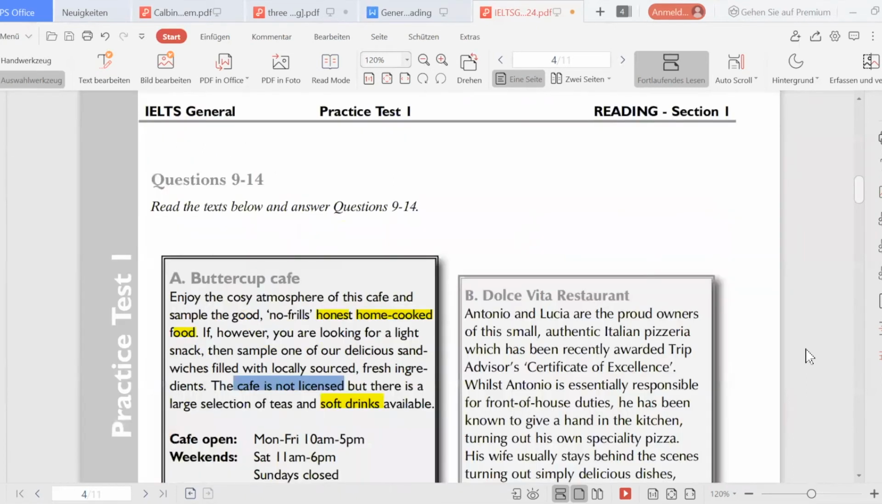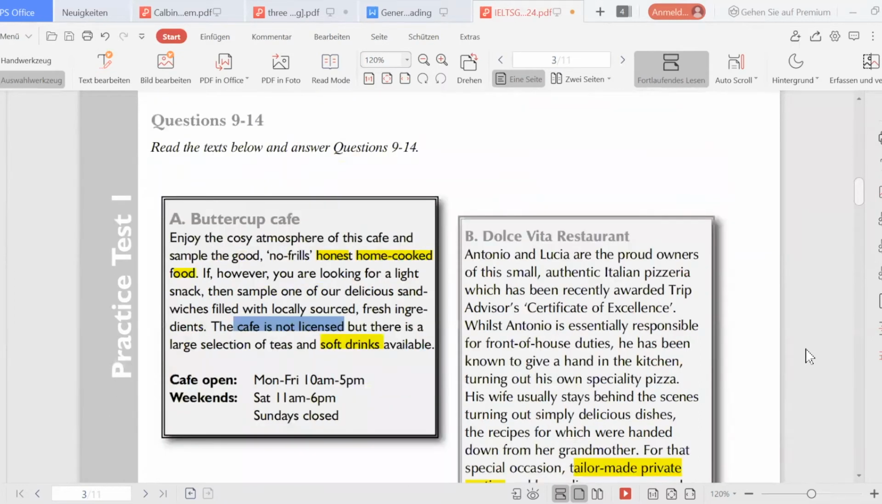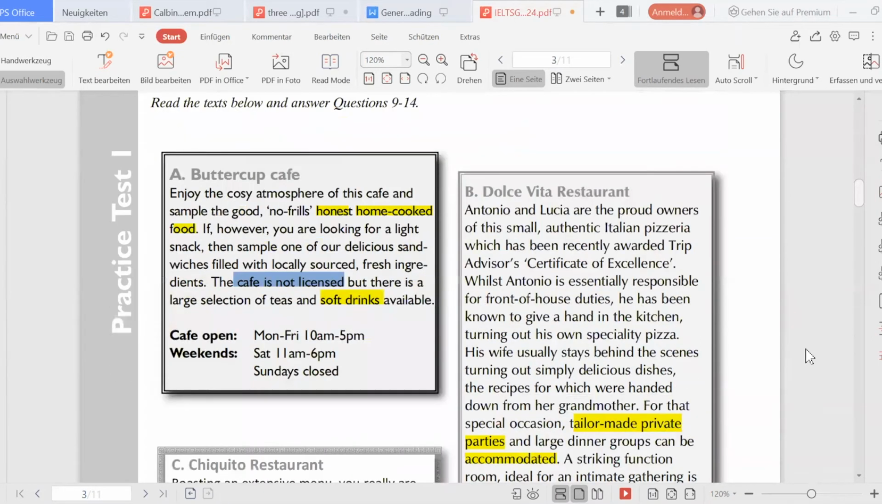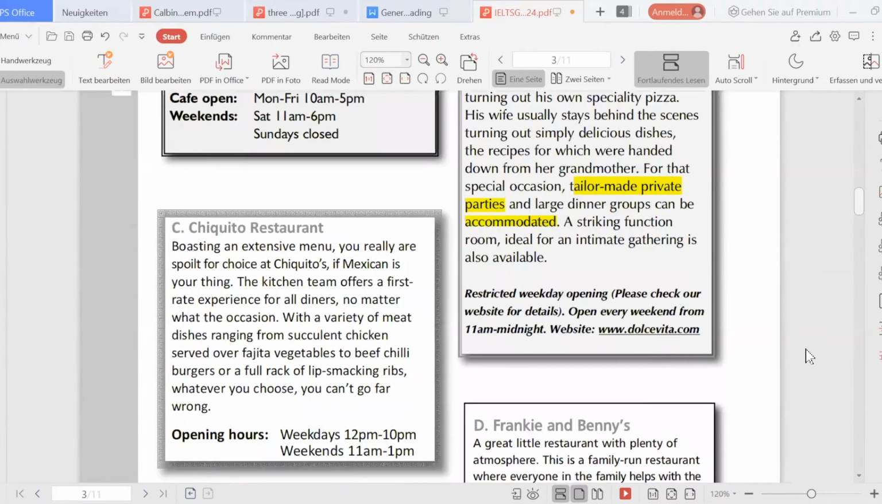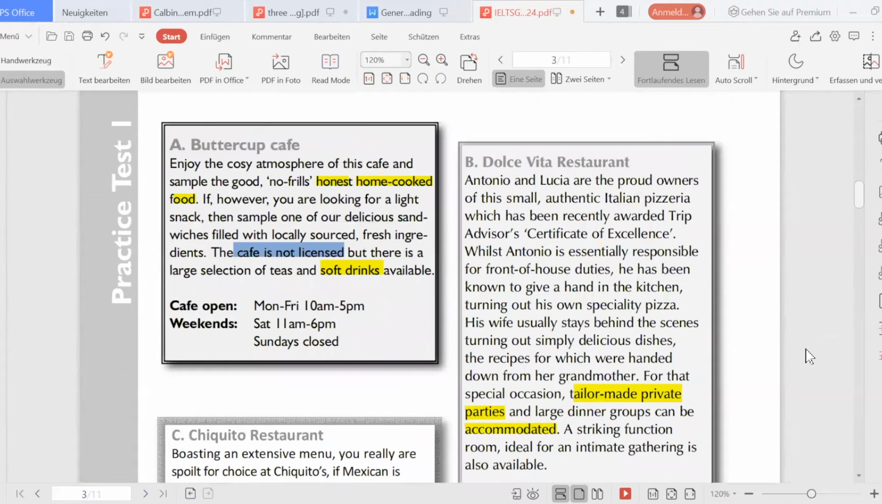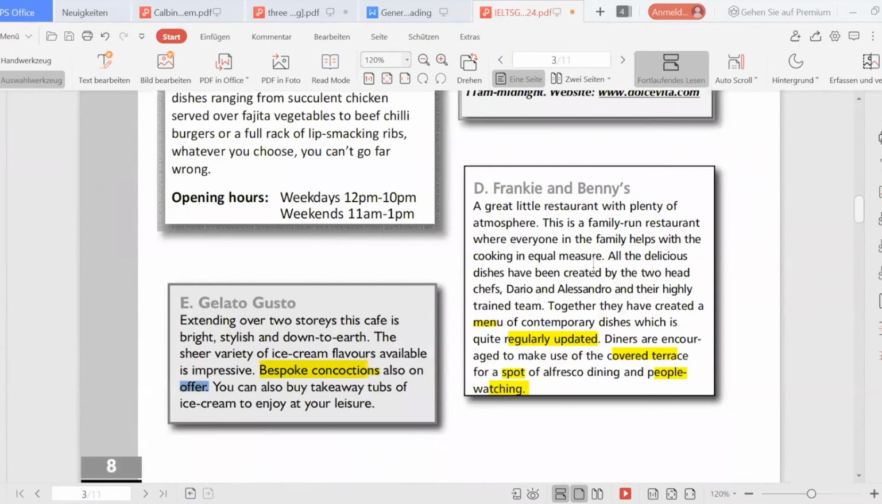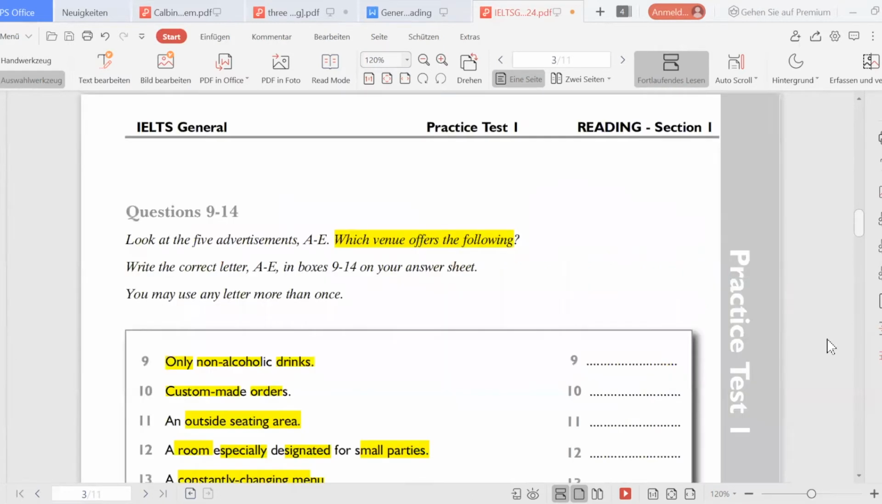In 13, a constantly changing menu. We've got the word constant and then changing and then menu. When you go to D, you should actually find that the menu, that's the keyword here. Do you see that? Menu. Regularly updated. Okay, regularly updated. It means that it's constantly. Constantly is the word for regularly, and then updated means it's changed.